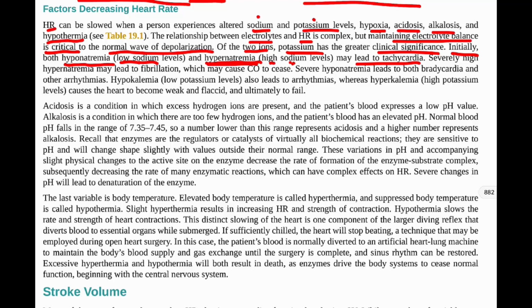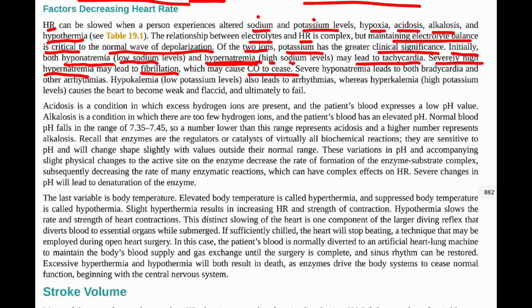Severely high hypernatremia, so high amounts of sodium, may lead to fibrillation, which may cause cardiac output to cease. So much sodium is just going to be constantly trying to depolarize the heart cells, and if it's just not getting the chance to go through that plateau phase to fill up with blood and not be able to even repolarize, then it's just going to totally be done, give up.